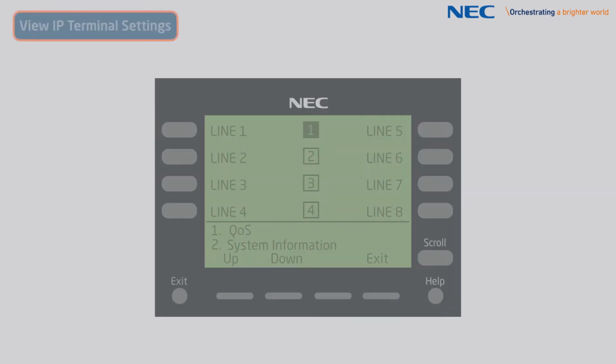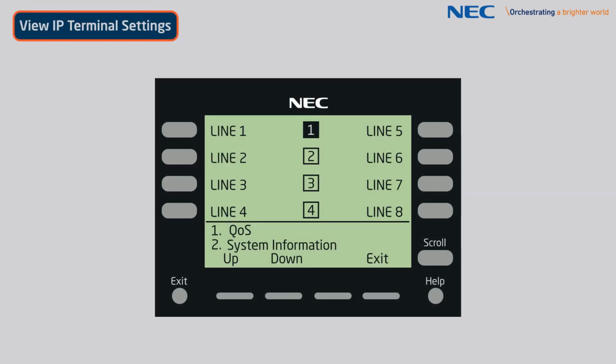The IP terminal settings can be viewed by pressing the Help key for 3 seconds while the terminal is idle. The settings cannot be edited within this mode. There are 3 menu options: QoS, System Information, Ping. Within System Information, you can view the network and SIP settings as set up within the Administration menu.